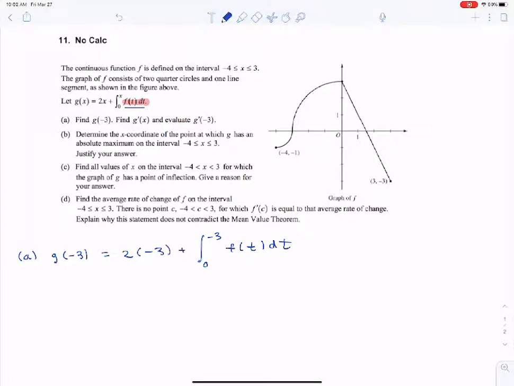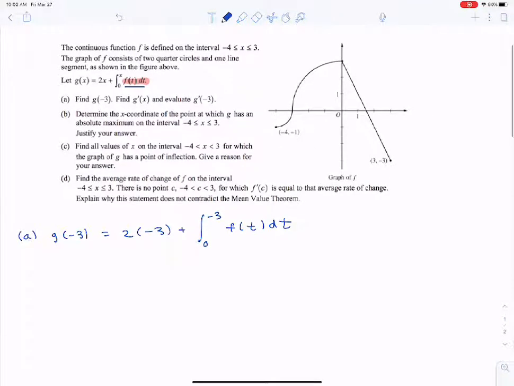There does not seem to be any questions, so let's go through and evaluate. So 2 times -3 is -6. I'm going to switch my limits of integration. Remember, in order to switch those limits of integration, we have to change the sign. So this is positive, and it's now going to be negative: the integral of f of t dt.